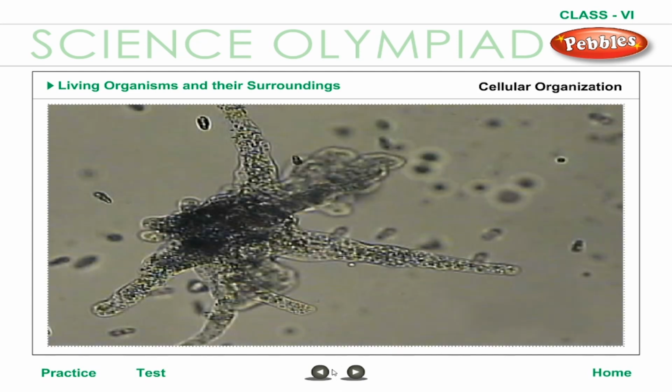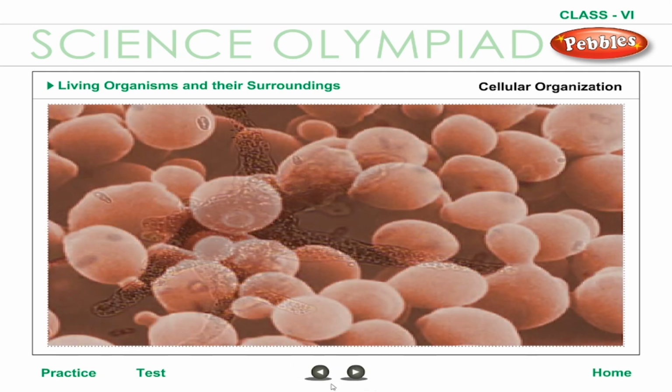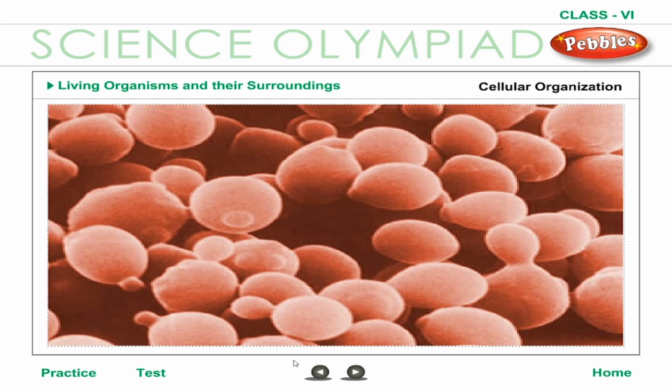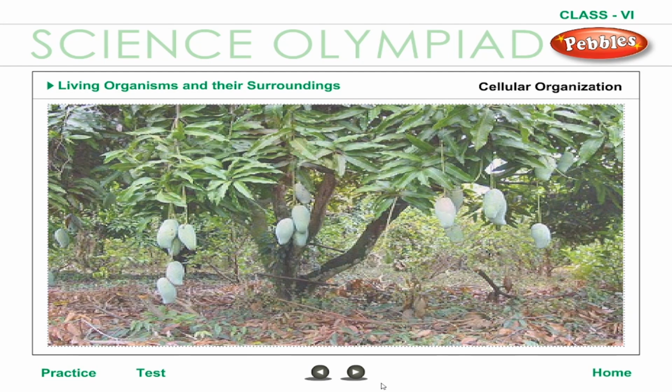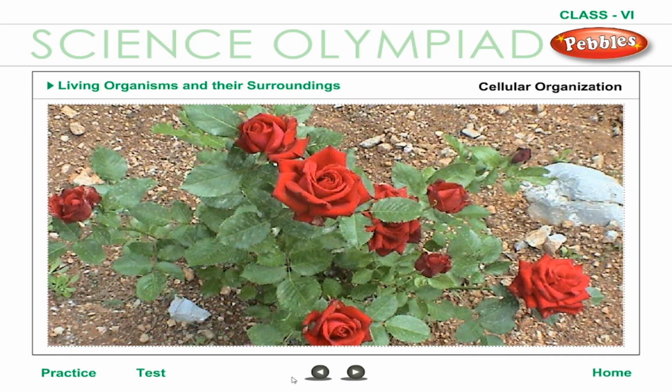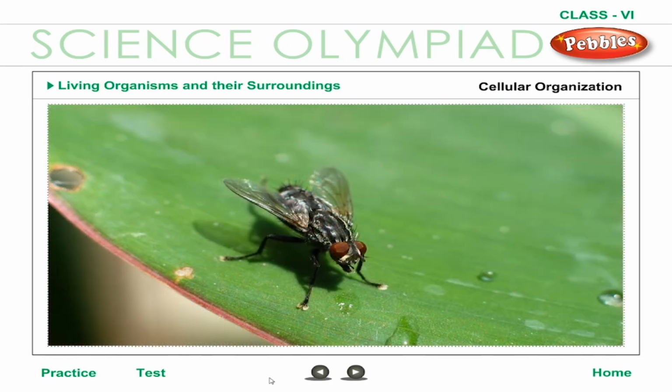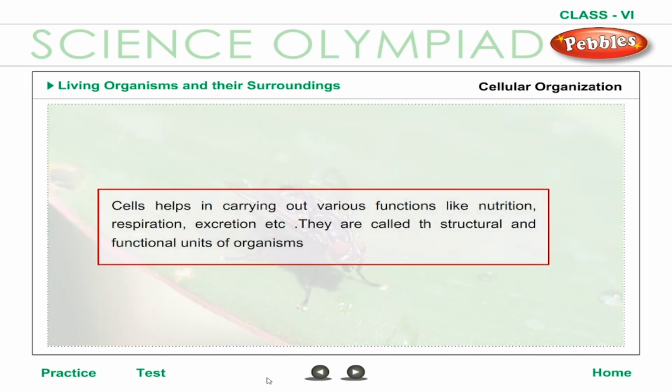Most living things, however, are made up of millions of cells. They are called multicellular organisms. For example, mango plant, rose plant, pea plant, man, housefly, dog and cat. Cells help in carrying out various functions like nutrition, respiration, excretion, etc. They are called the structural and functional units of organisms.